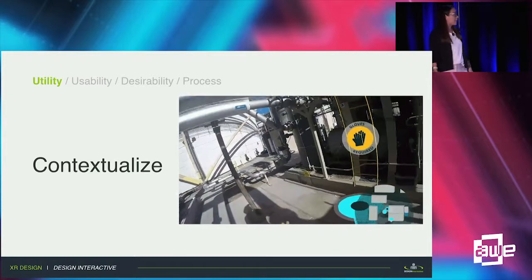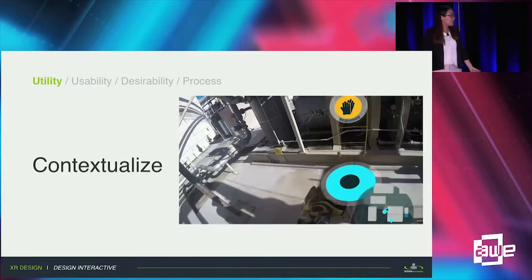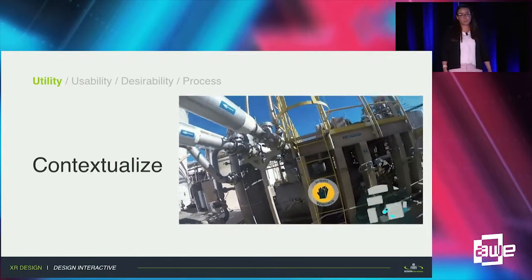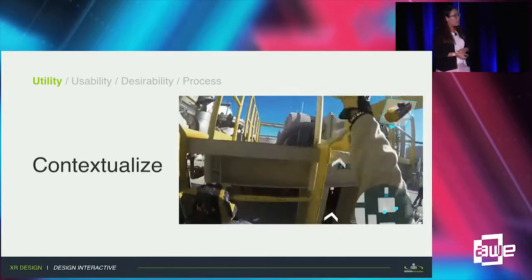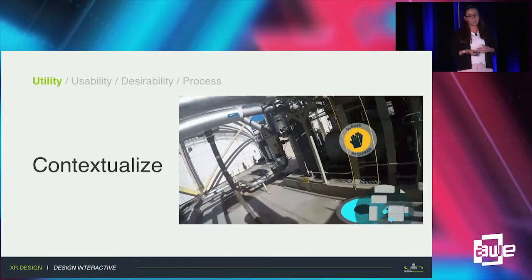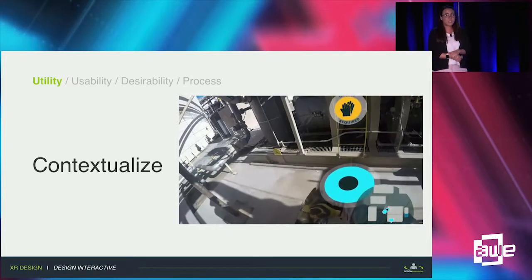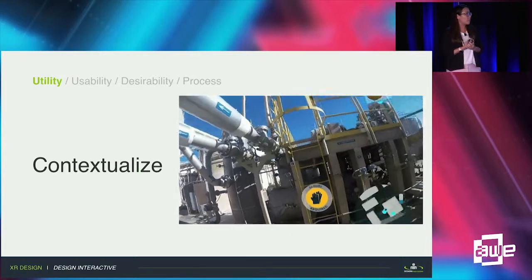So to our first example, contextualizing the user space. This is an example of a concept design that we created for a company that we worked with where their users were out in the oil rigs and they needed navigation to lead them to where they needed to go. At one point during their navigation, they needed to know if they needed to put on gloves at a certain point.